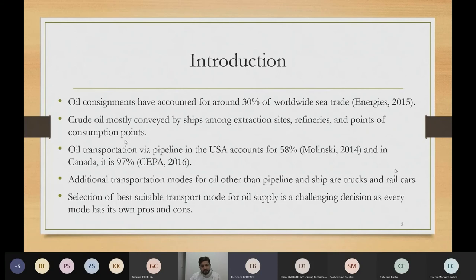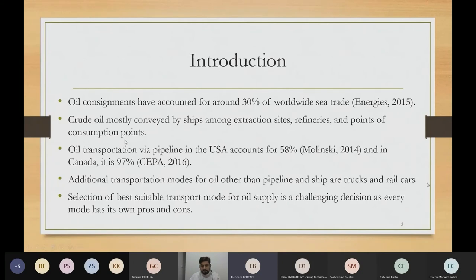Fossil fuel is one of the most important sources of energy, and everyone uses fossil fuels for different purposes. However, different modes of transportation are used to transport oil from its extraction to the consumption location. Oil consignment here accounted for around 30% of the worldwide. Crude oil is mostly conveyed by ship among extraction sites, refineries, and points of consumption. Normally, in some developed countries, they also use pipelines. But basically, this paper is strongly related to the developing countries. And in this paper, we are going to present different modes of transportation and then find out which way of transportation will be the most feasible.